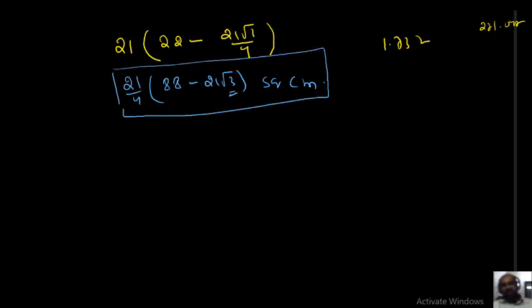Sometimes you need to simplify. Instead of root 3, write 1.732 and multiply. So I found the solution by using a calculator. I got 271.047 square units.